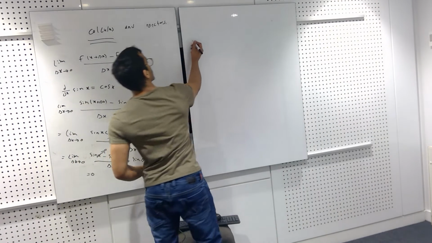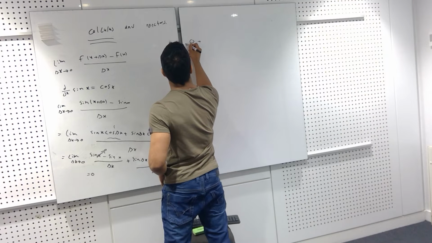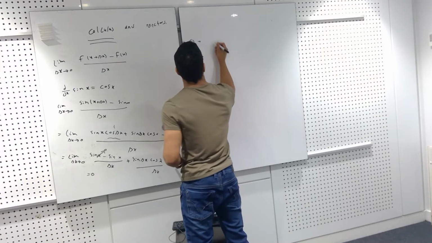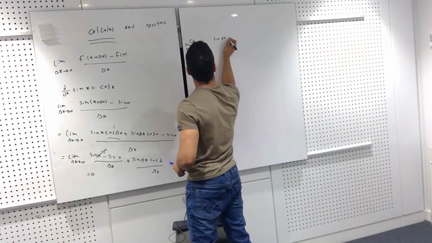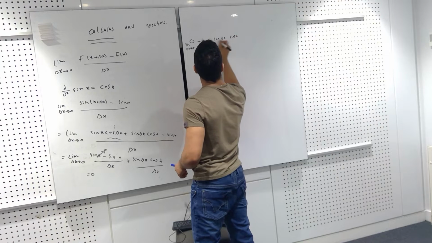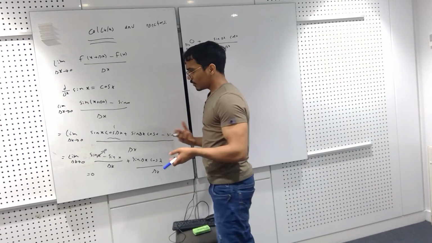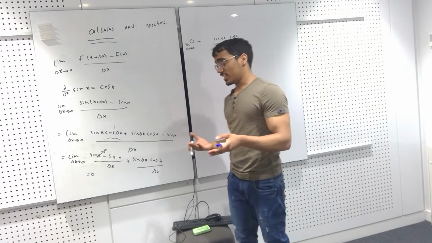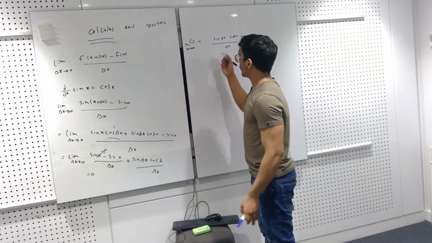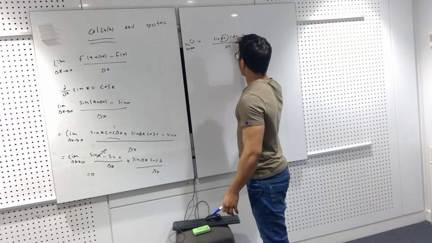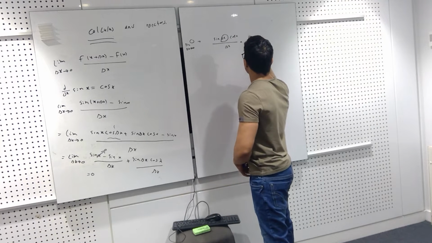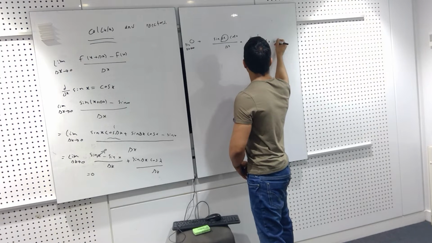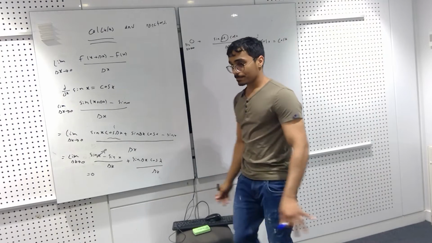So it will be 0 plus the limit of sine of delta x cosine of x divided by delta x. And we know that for a small angle, sine is approximately its argument. So this is delta x divided by delta x times cos of x, and that ratio is just 1. So the answer is cos of x.